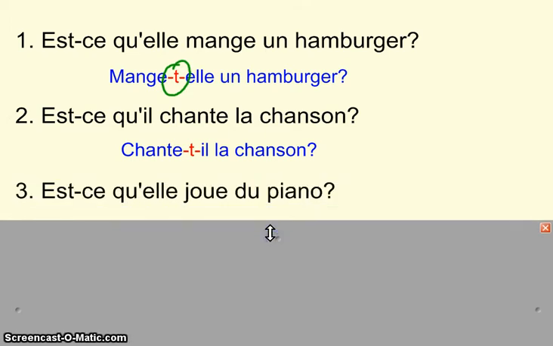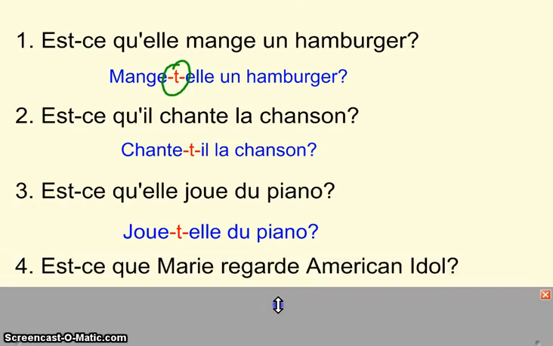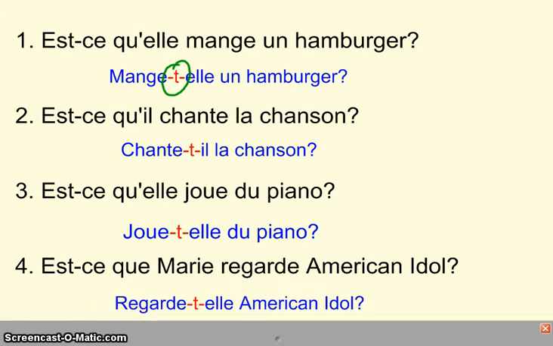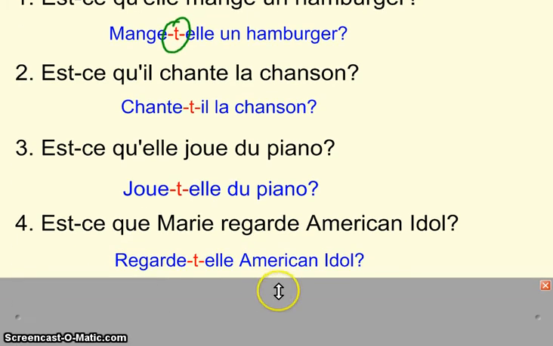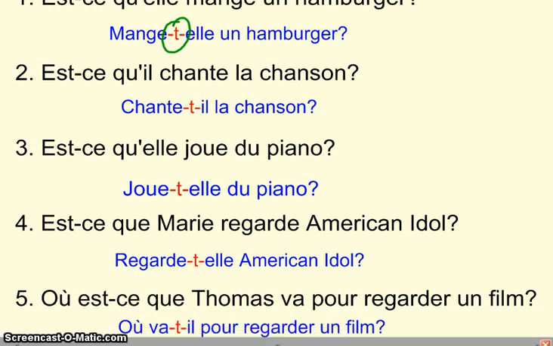Numéro 3. Est-ce qu'elle joue du piano? With inversion would be joue-t-elle du piano? Est-ce que Marie regarde American Idol? Since we're replacing Marie with elle, and then we have a vowel ending here, we would have a problem. But we know the solution. Regarde-t-elle American Idol? Et enfin, numéro 5. Où est-ce que Thomas va pour regarder un film? When Thomas changes to il, we have a problem. So, où va-t-il pour regarder un film?